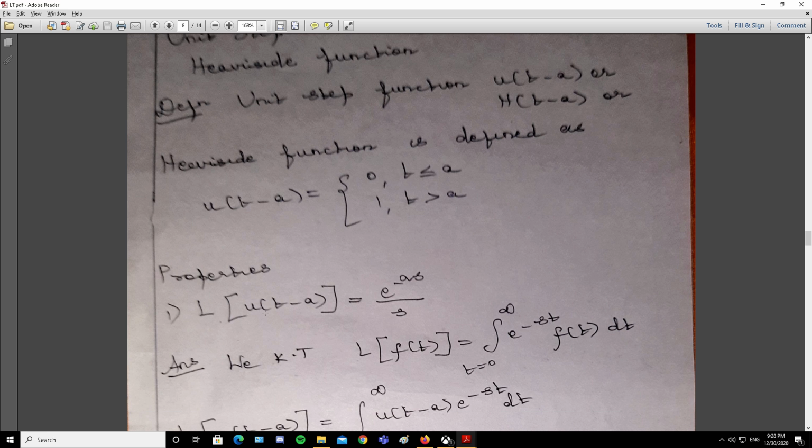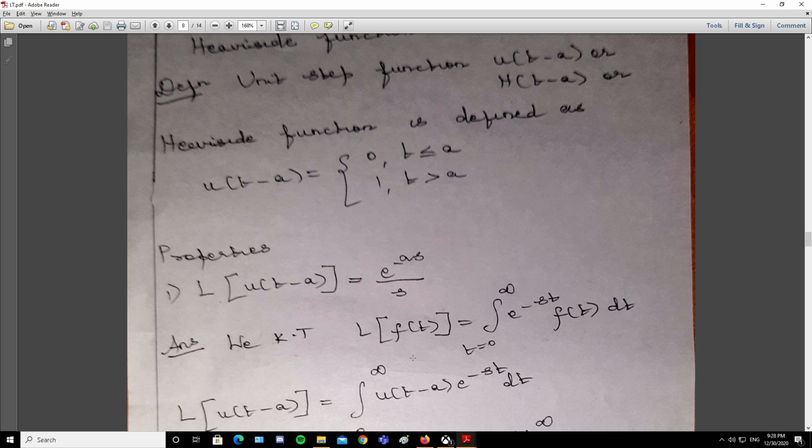Now here we have the properties of the step function. The first one: Laplace of the step function is e power minus as by s. So what is the definition of the Laplace transform? You take a real valued function f of t and multiply with the kernel e power minus st, and you integrate the product with respect to t from 0 to infinity. If such an integral exists, then we call it Laplace of f of t.